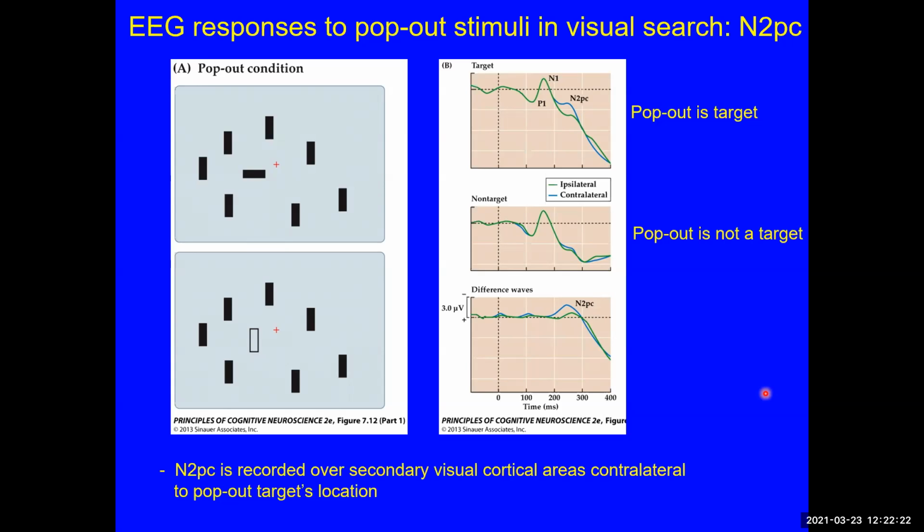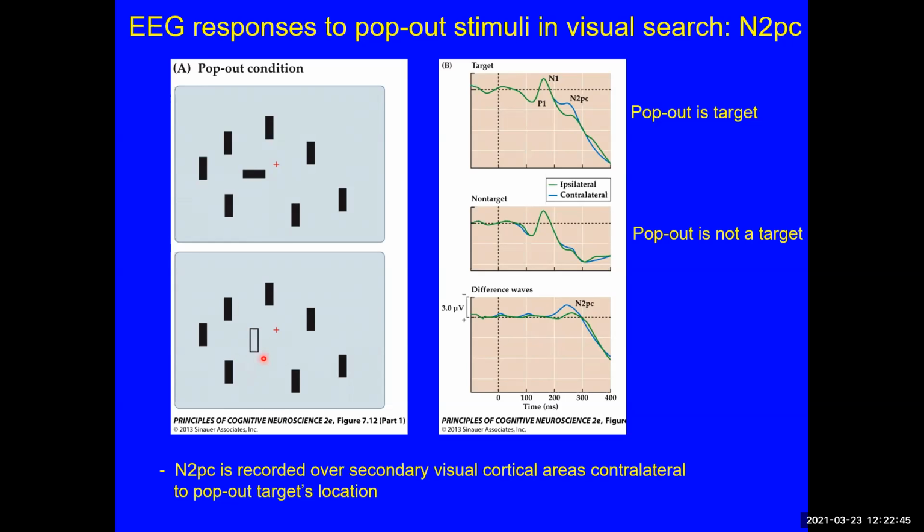So the N2PC just means that it's a negative potential here. Here negativity is plotted upwards, so that's what's shown over here, this negativity. And it's in the posterior parts of the brain, so that's where the "P" comes from, and it's contralateral to where the pop-out stimulus is.